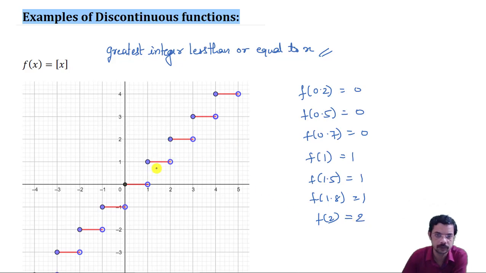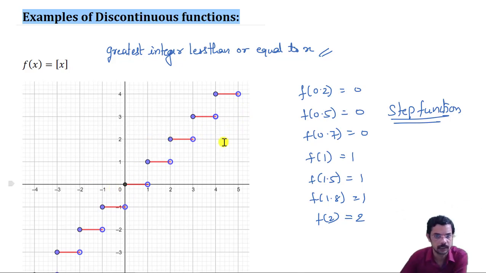So what we observe is that whenever we reach an integer, the graph jumps up. There is a break in the graph and suddenly the values come here. So this is also called a step function. The graph of this function looks like a step, so it is also called a step function. So it increases in steps.